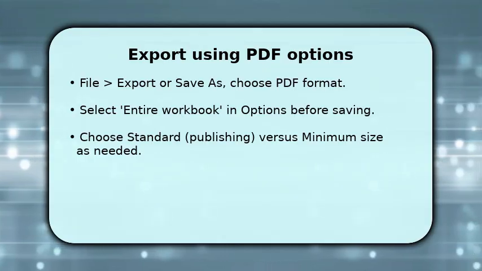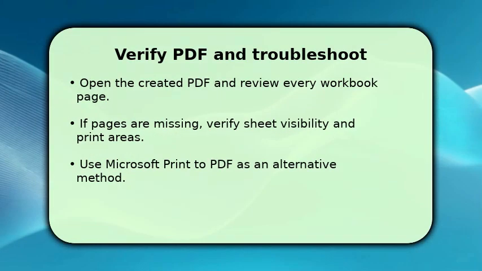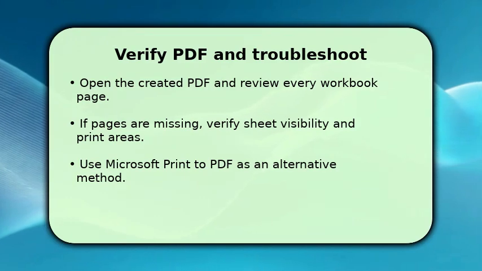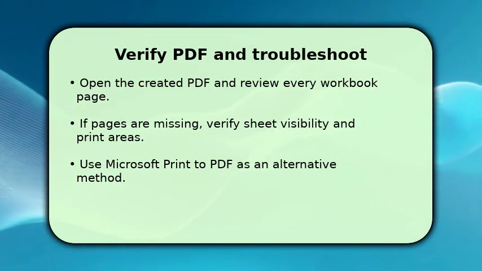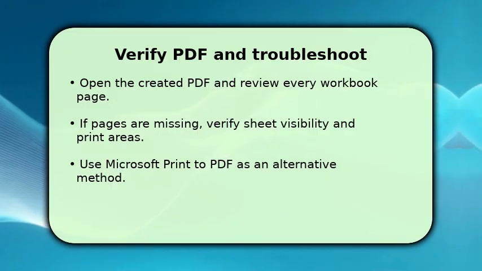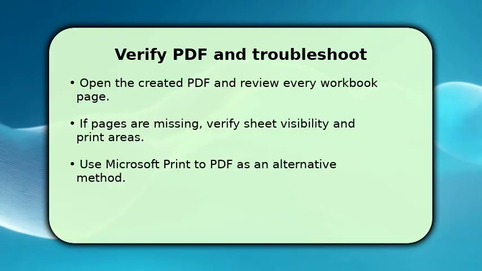Finally, open the generated PDF and scan every page to confirm sheets and layouts exported correctly. If something is missing, go back and ensure no sheets are hidden, print areas are set correctly, and scaling isn't cropping content. Then re-export. If Excel's export fails, use File Print and choose Microsoft Print to PDF, selecting printing entire workbook where available.